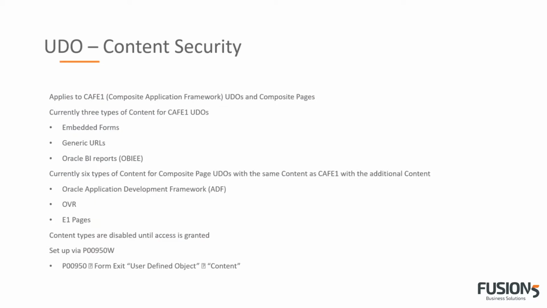We spoke earlier about Cafe One. This is something I think everyone in their organisation should look at. For those that don't know about Cafe One, it's the composite application framework. It gives you the ability, as well as just bringing more screens into one, to bring in external screens. So if they're HTML based, you can bring them inside.